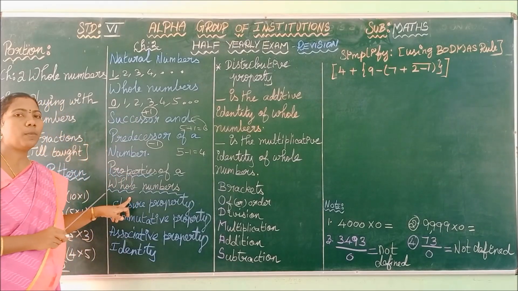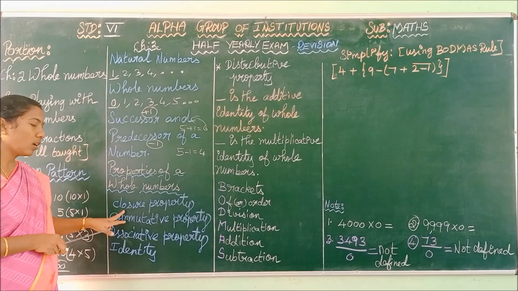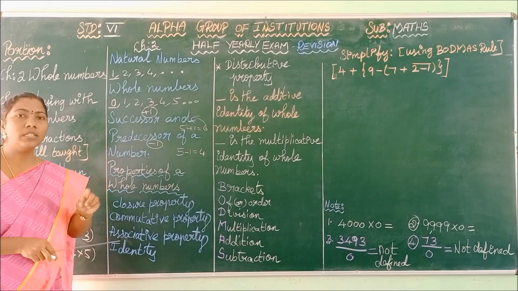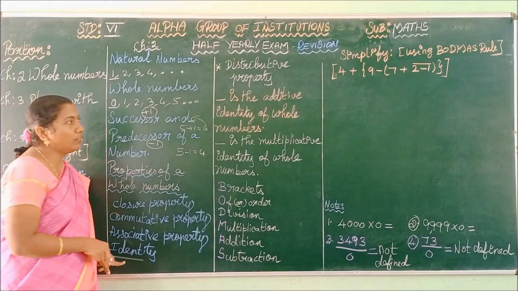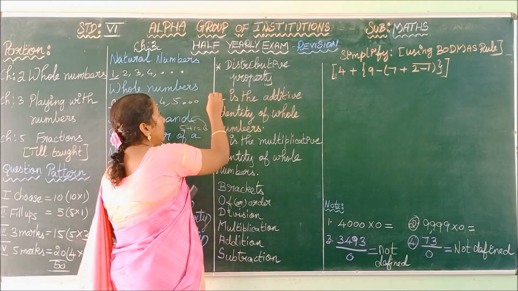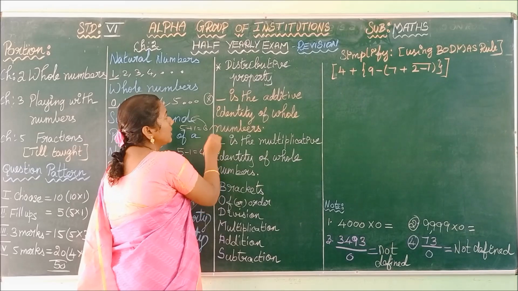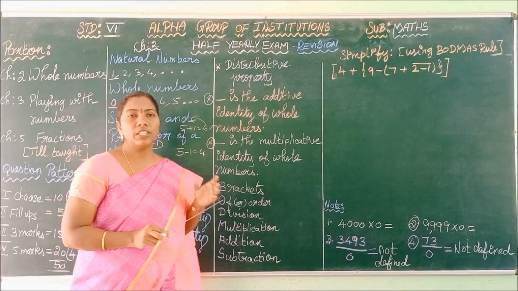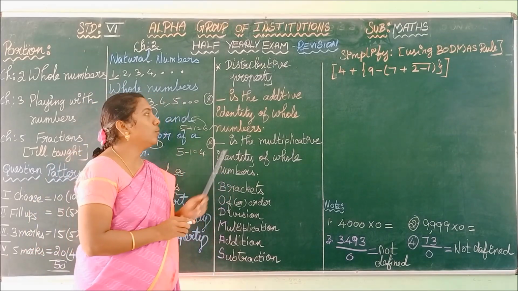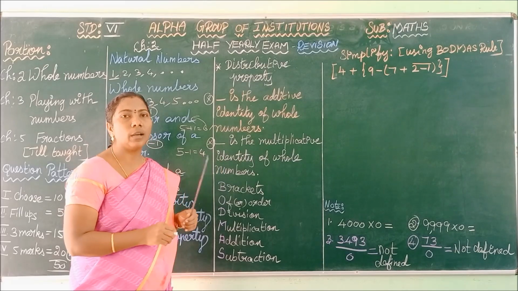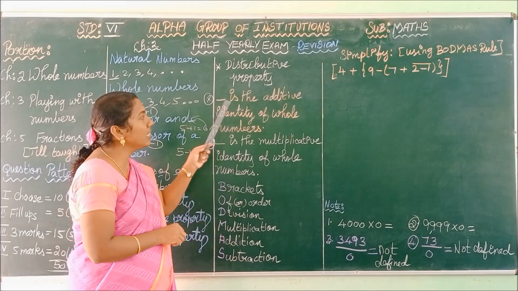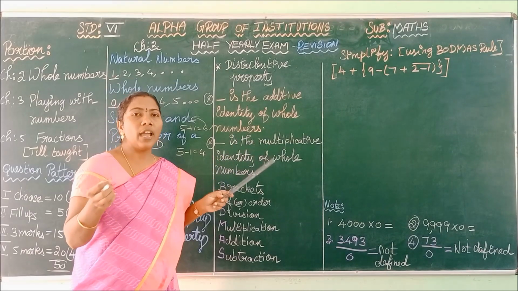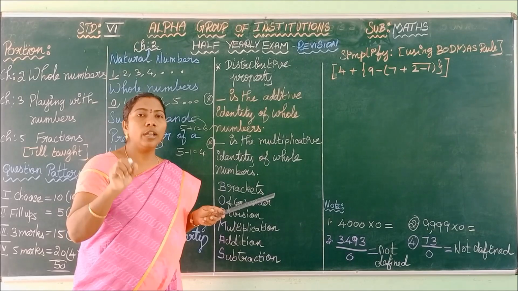For closure property we have to take 2 elements. For commutative property also we have to take 2 elements. For associative property we have to take 3 elements, with a single operation. Identity: while we speak of identity, you have to remember these 2 things. Dash is the additive identity of whole numbers. That is, in the operation of addition, which number is said to be the identity element? We can also call that number an additive identity. It means if you add any number with that identity, you get that same number.